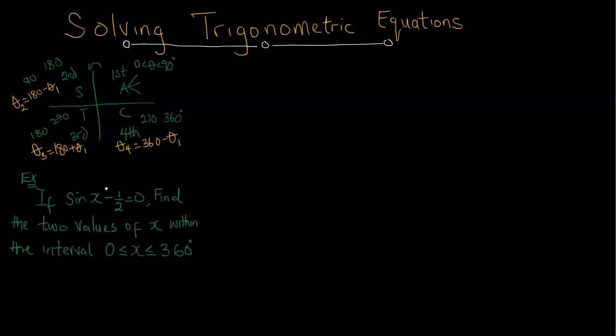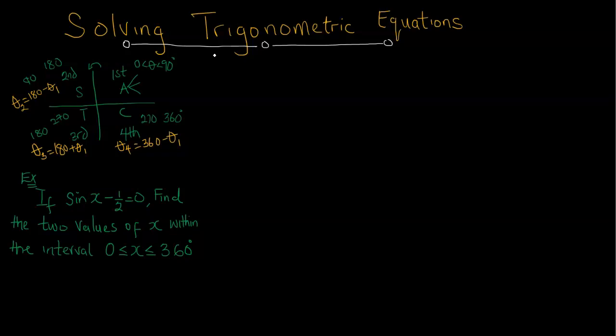Here is the first one. If sine x minus 1/2 equals 0, find the two values of x within the interval 0 less than or equal to x less than or equal to 360 degrees. So this is one full turn because the values of x range between 0 and 360 degrees.